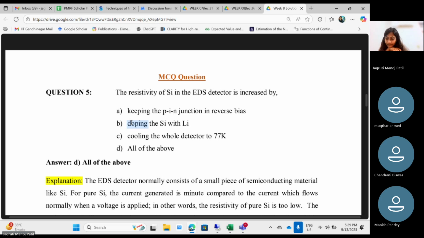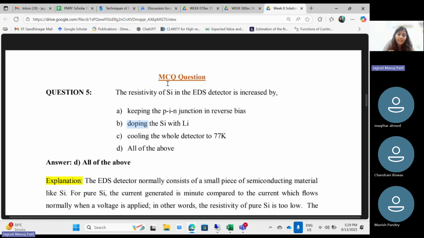Now, if we increase the conductivity, what we are essentially doing is adding impurities to a material that is pure enough, and that is usually done to increase the conductivity. Now we want to increase the resistivity. If conductivity increases, that won't work.